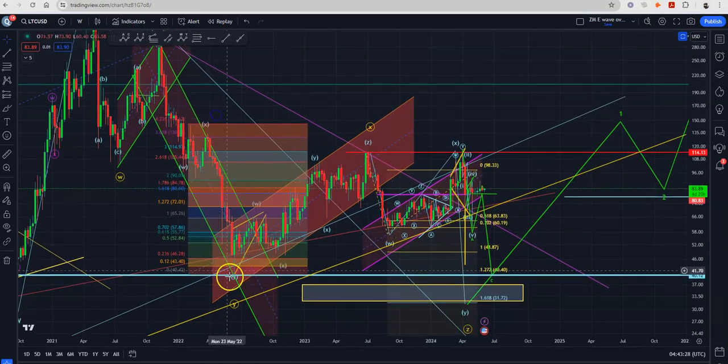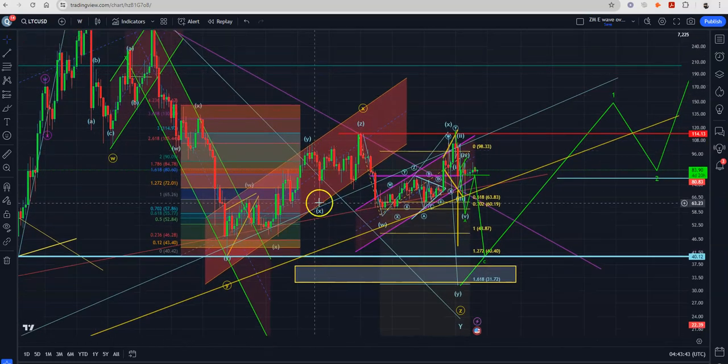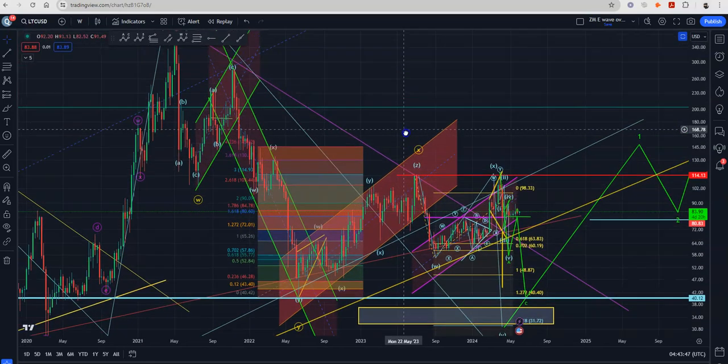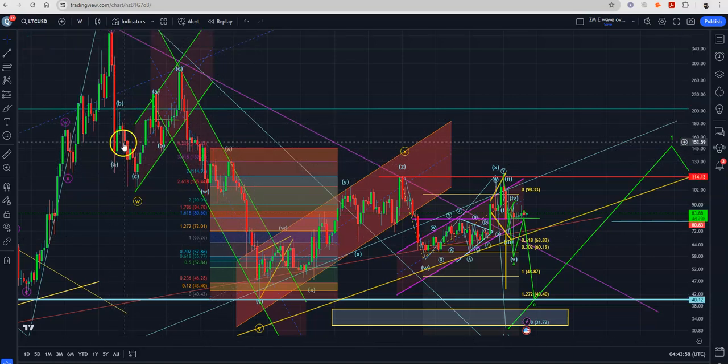Not really, because you see this X wave here is similar magnitude as this X. It's a Fibonacci relationship to this X wave. And so we don't have a counterpart to this one, other than we can look at this one here. This is the Y wave, or this one here. This is the ABC wave.